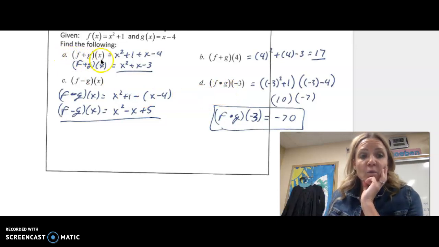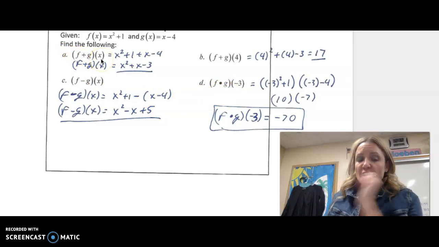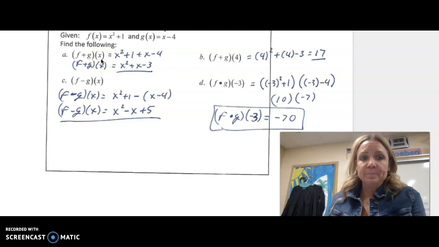For A, we're just going to leave the x, the variable x, in there. And so the f was x squared plus 1. That's right here. And the g of x is x minus 4. That's right here. So we add them. Here's our only x squared, so just rewrite it. Here's our only x, so just rewrite it. And then we have a 1 minus a 4. Combine those two together to get minus 3.